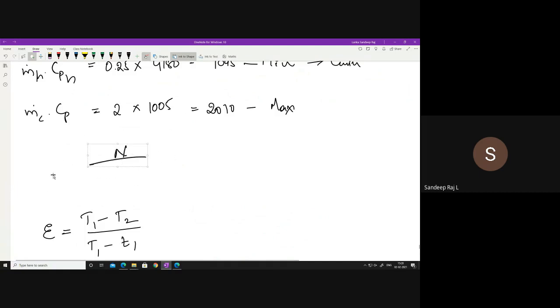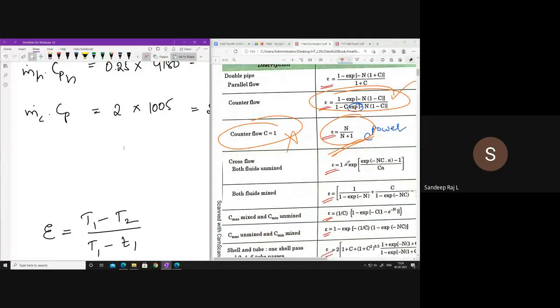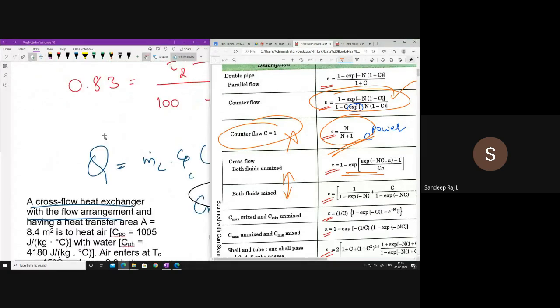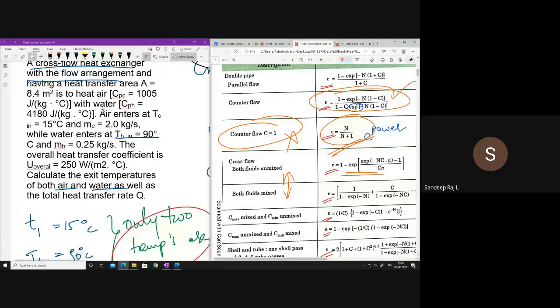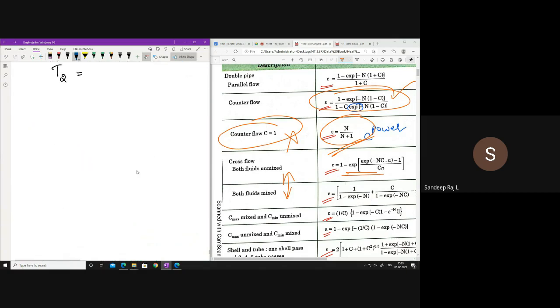Let us rewrite our effectiveness formula. ఏం చేద్దాం? క్రాస్ ఫ్లో కదా ఇది. మళ్ళీ క్రాస్ ఫ్లోలో 2 కేసెస్ ఉన్నాయి. ఈ రెండిట్లో ఏది వాడతారు చెప్పండి? సో ఇన్ క్వశ్చన్ బోత్ ఫ్లూయిడ్స్ ఆర్ అన్మిక్స్డ్ అన్నట్లే మనం క్వశ్చన్ చదివితే అర్థమవుతుంది. ఎలా అంటే, ఎయిర్ ఎంటర్స్ అనేది ఇచ్చినప్పుడు క్వశ్చన్ లో ఇట్ ఈస్ ఎంటరింగ్ సెపరేట్లీ అని. దెన్ వాటర్ ఎంటర్స్. సో రెండు విడివిడిగా ఎంటర్ అవుతున్నాయని దాని అర్థం.